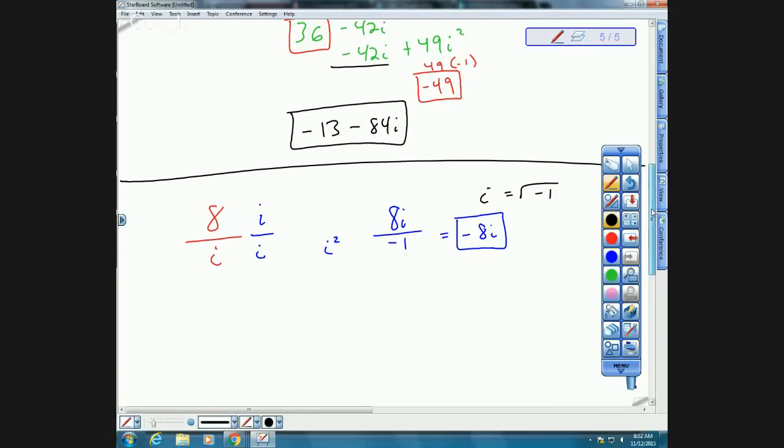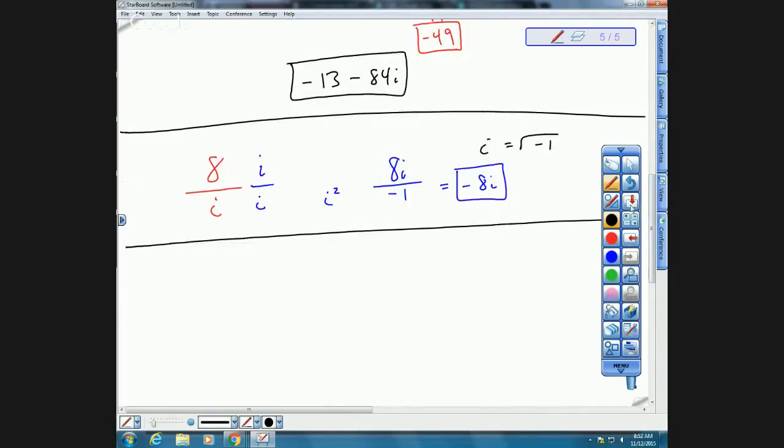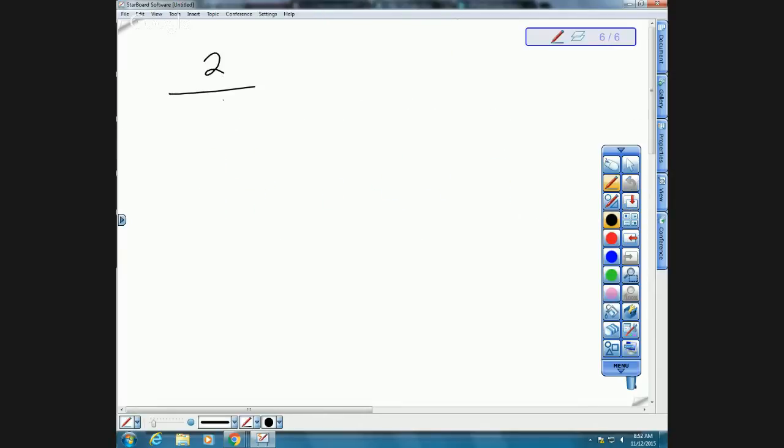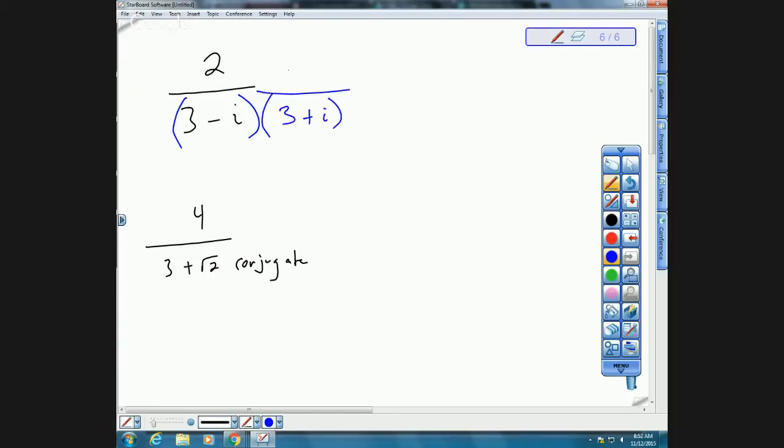There's only one of those, and then there's one of these. Go to a new page. So if you have 2 terms, you remember what we multiplied when we had like x? Yeah, conjugate. Multiply by the conjugate, right? So here, what's the conjugate of this one? 3 plus I. Multiply both sides by 3 plus I.